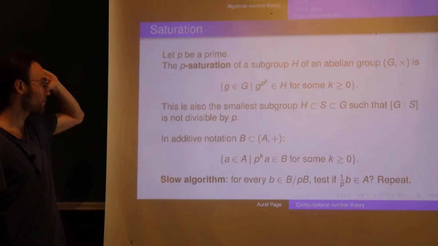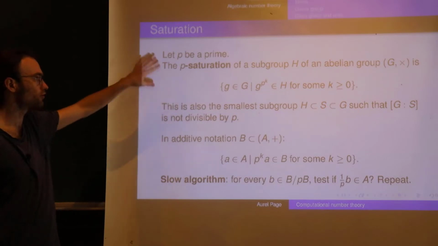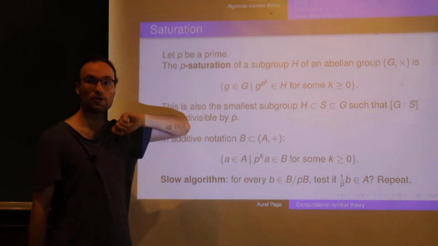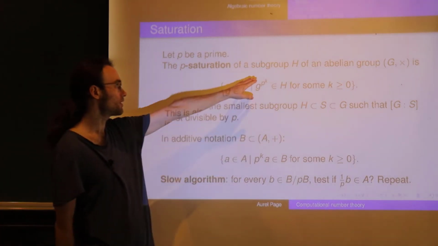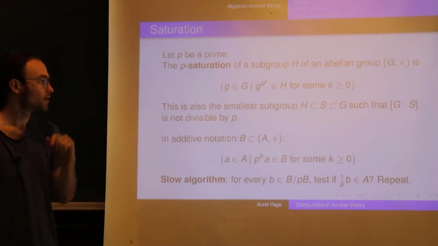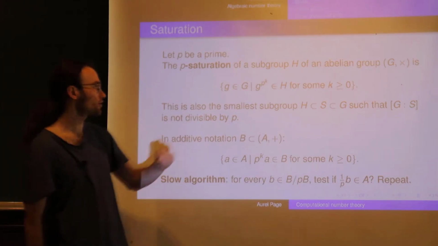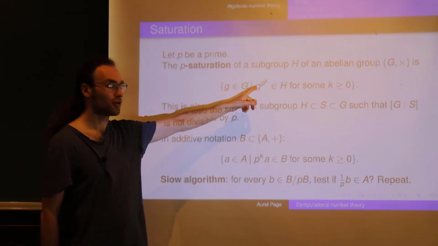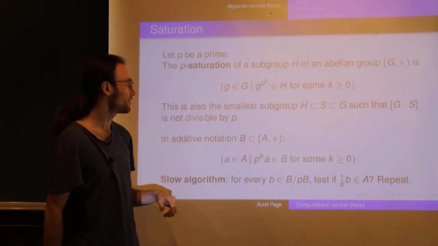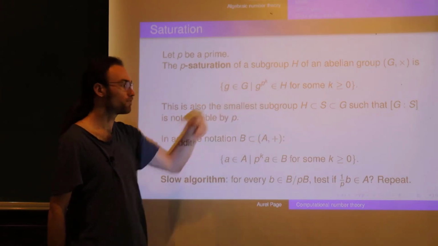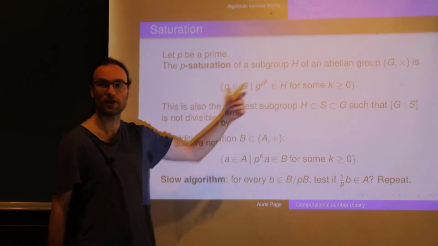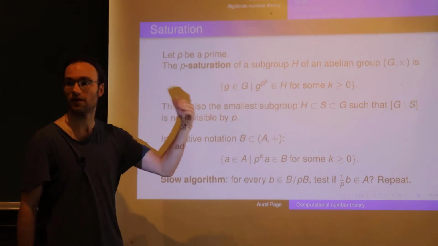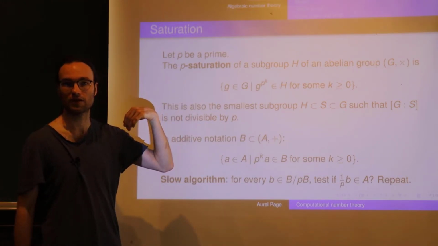I'll fix p a prime. I'll give you the saturation in the two notations, multiplicative and additive. So let's think of G as an abelian group here in multiplicative notation, and we have a subgroup H. By definition, the p-saturation of H inside of G is the set of all elements of G that have a p power that is inside of H. So the way you should think about it, you take elements of H, you extract p-th roots as long as you land in G, until you can't anymore. Okay, that's p-saturation.